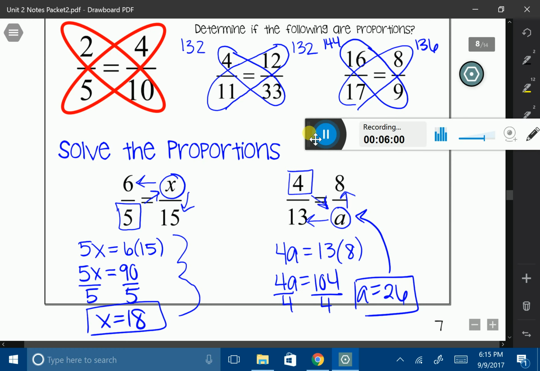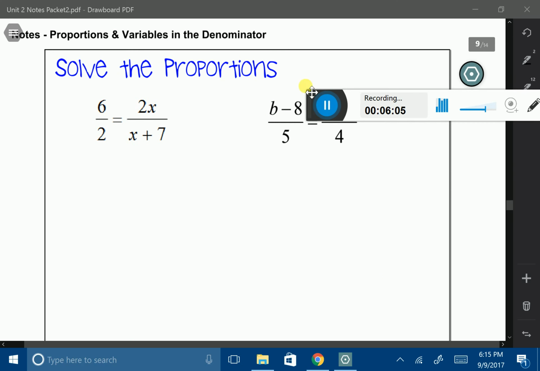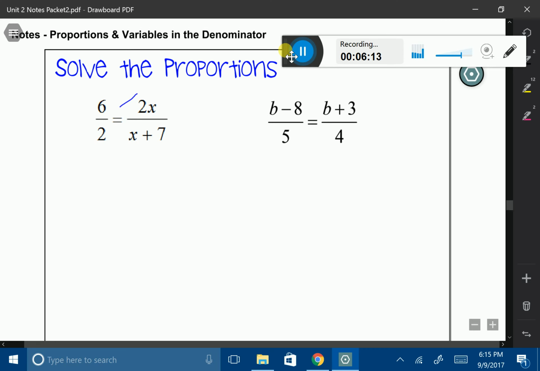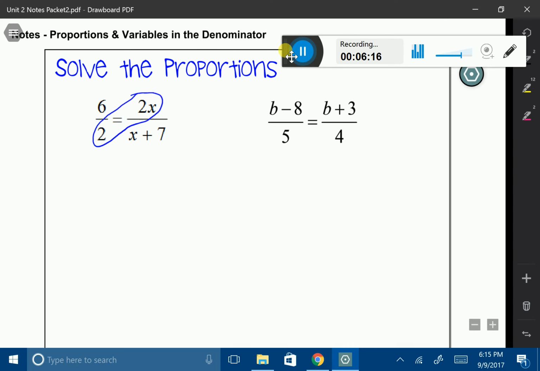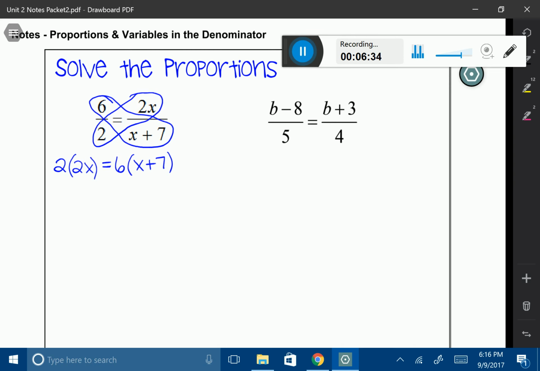Now, let's look at some more upper level proportion problems. Now that we know the basics of proportions, we can use what we know to solve these bigger proportion problems. Again, we're always working with the cross products. I'm just going to circle my cross products to show you visually, and I'm going to multiply them together. So I'm going to say 2 times 2x is equal to 6 times (x plus 7). Notice how I put x plus 7 in parentheses because x plus 7 is a quantity. Well, now I have a multi-step equation. So let's go ahead and solve it.